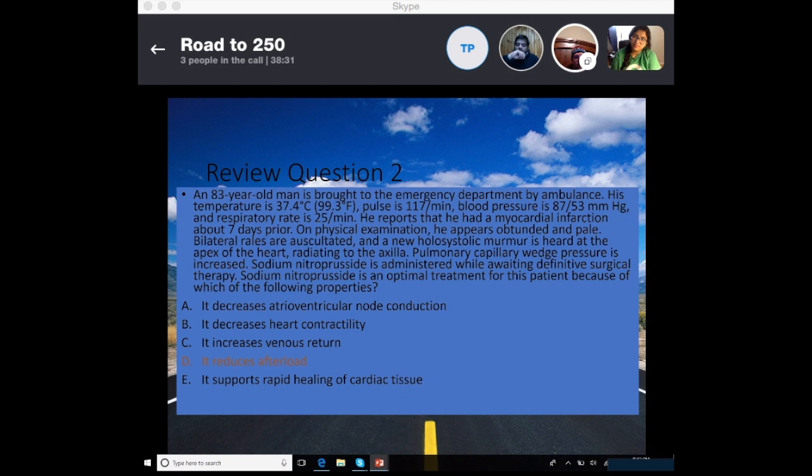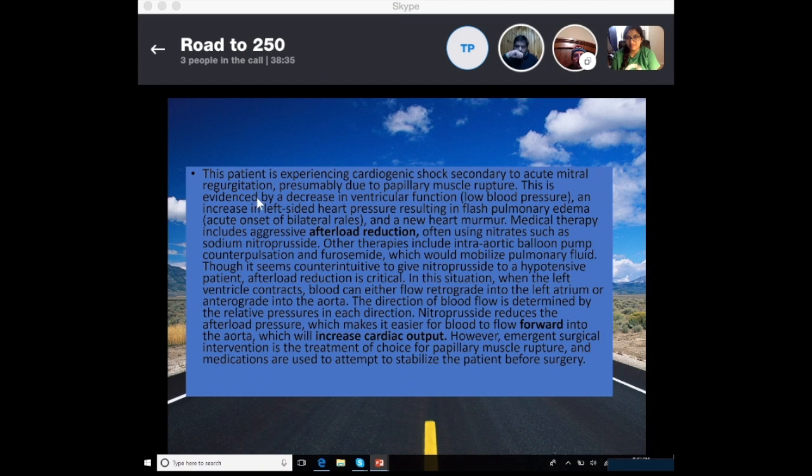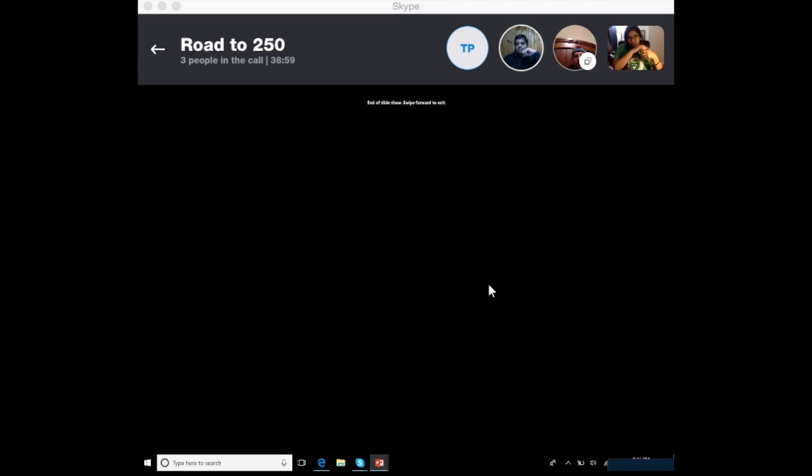That is the correct answer. And the next slide has the answer choice, even though it's very complicated. You want afterload reduction. Yeah. So you can use other treatments, but the first thing to do is to decrease the afterload. Yes. So the blood can flow.